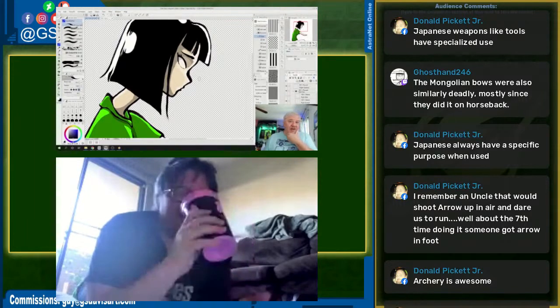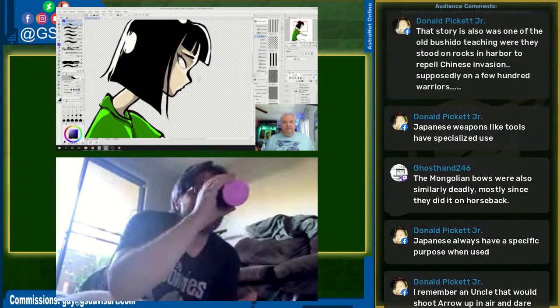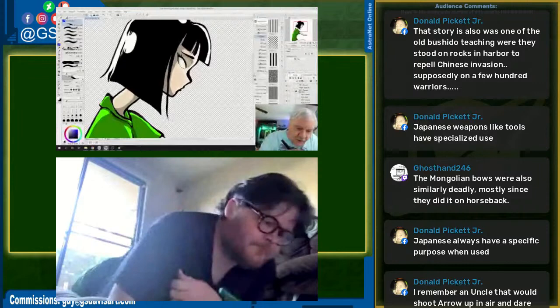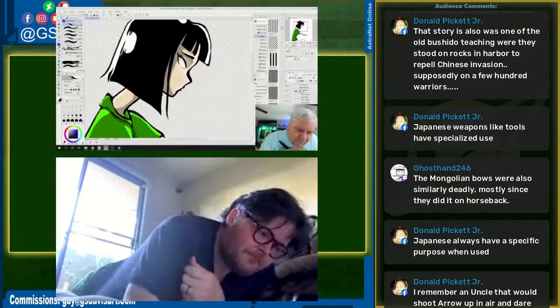Yeah. So the Japanese took the Mongolian bow and extended it. And they took all of the Mongolian skills and extended those as well.